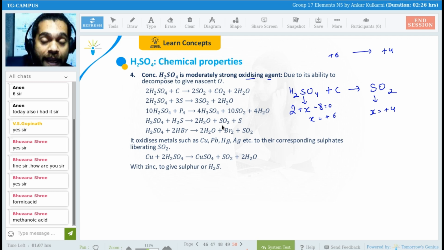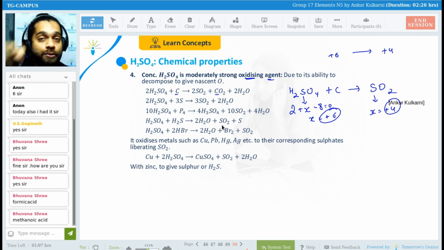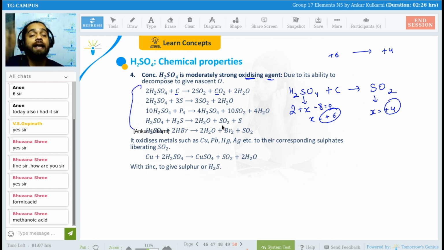And this proves that H2SO4 is acting as an oxidizing agent, because what is an oxidizing agent? It oxidizes the other substance. For example, carbon has oxidized to carbon dioxide and H2SO4 itself undergoes reduction, sulfur going from +6 to +2, that is nothing but reduction. So these reactions prove that H2SO4 acts as a strong oxidizing agent. Is it clear, everyone?